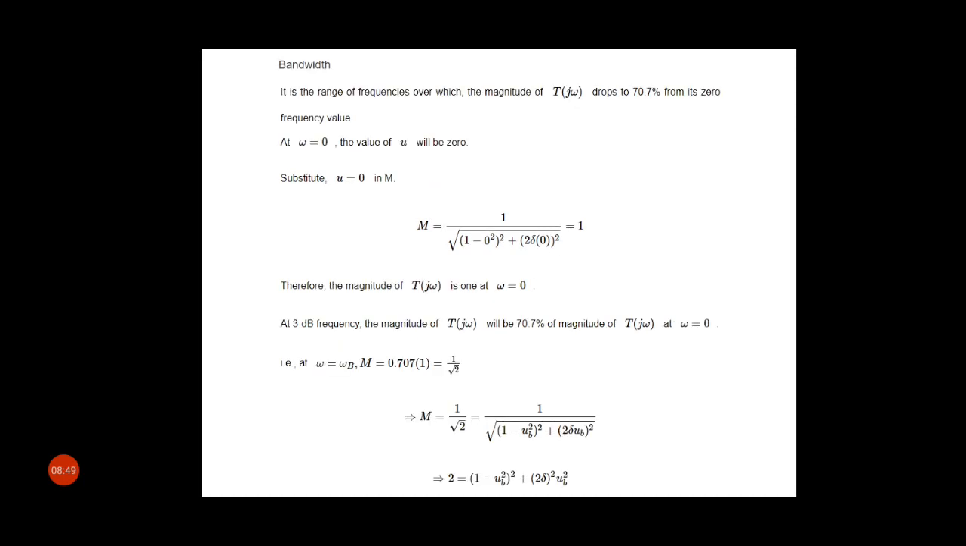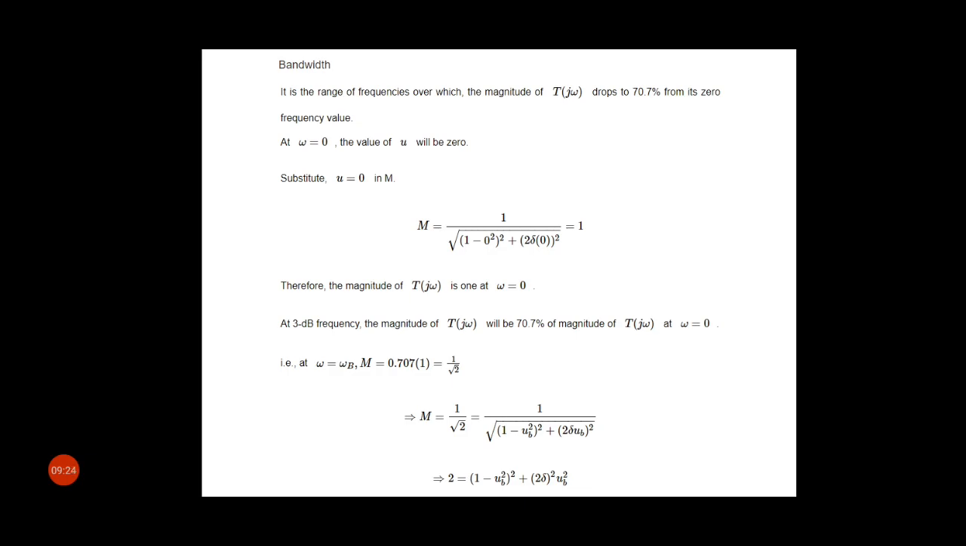Now see bandwidth. What is bandwidth? It is the range of frequencies over which the magnitude of T(jω) drops to 70.7% from its zero frequency value. Bandwidth is the range of frequencies over which the magnitude of T(jω) drops to 70.7% from its zero frequency value.